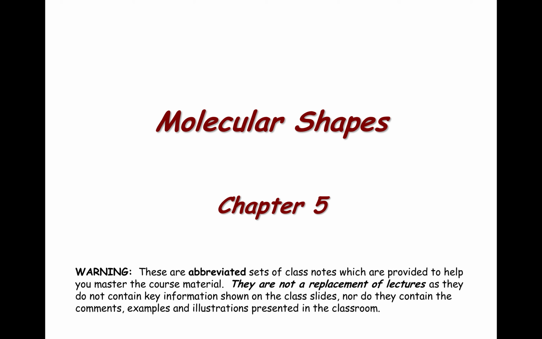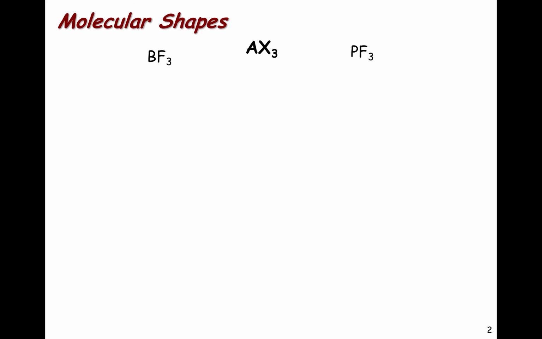In this video, we'll be describing the shapes of various molecules using what's called valence shell electron pair repulsion theory, or VSEPR theory. In order to understand the shapes of various molecules that may appear to have the same formulas, we need to know something about how the pairs of electrons are arranged around the central atom. So, for example, we can compare two molecules such as boron trifluoride and phosphorus trifluoride.